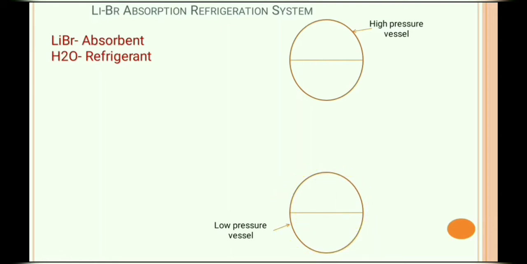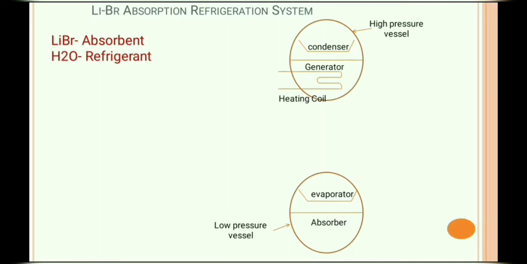Clear? Then the high pressure vessel has the condenser and generator, and the low pressure vessel has the evaporator and absorber. Why is it so? Because the evaporator and absorber are at a low pressure and those two pressures are equal, and the condenser and generator are at a high pressure and those two pressures are equal.